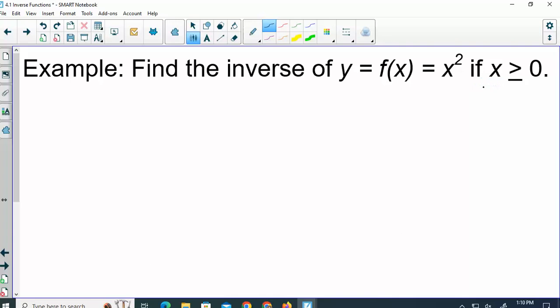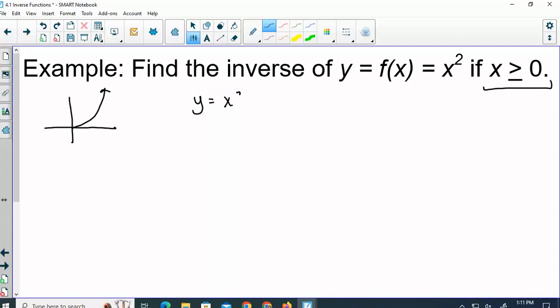However, this one I'm throwing in a stipulation that x is greater than 0. So if you think about the x squared graph, but if you're only plugging in positive numbers, is that portion 1-to-1? Yes. So since I'm not taking the entire x squared graph, we could find an inverse for just that part.